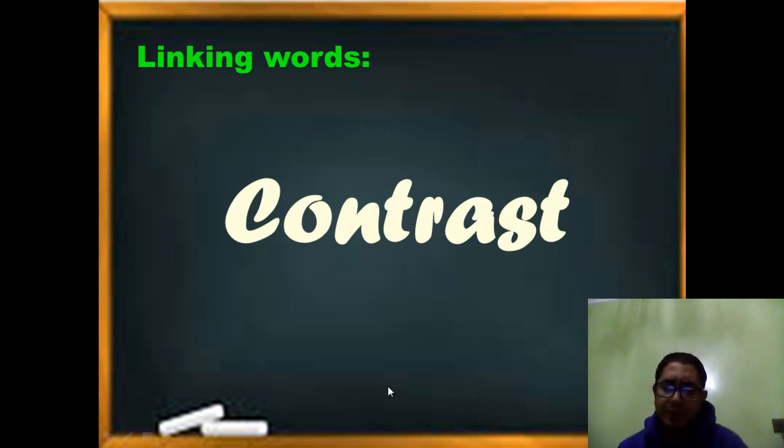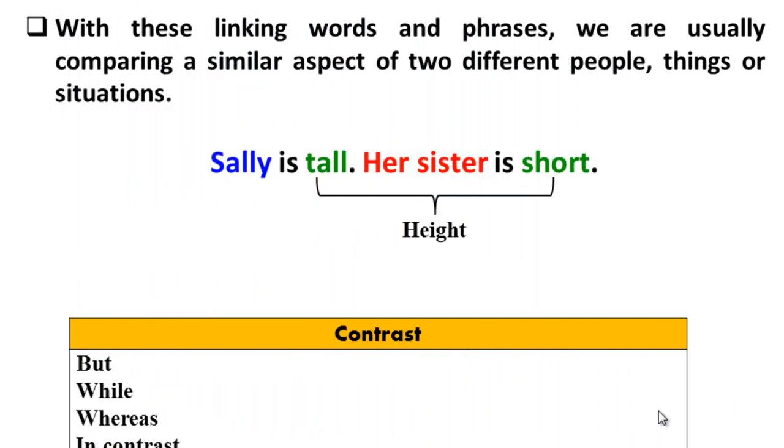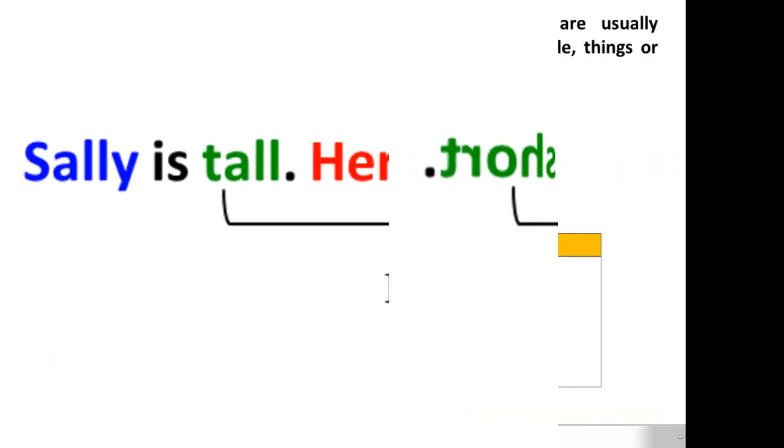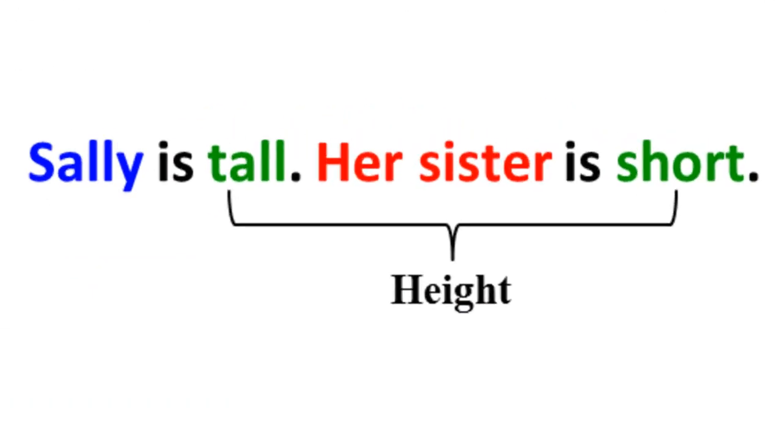In this lesson, we'll go over the most common linking words of contrast. With these linking words and phrases, we are usually comparing a similar aspect of two different people, things, or situations. So consider this pair of sentences. Here, we are comparing the same aspect of two different people, Sally and her sister, and this aspect is height.